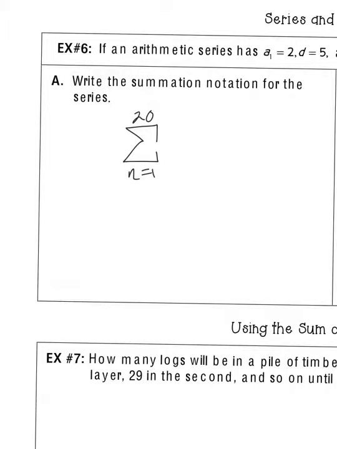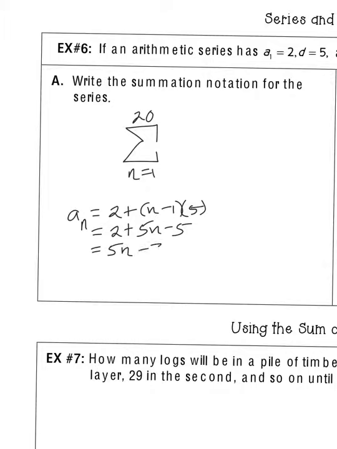And then I have to find my common rule. So a sub n is equal to, they already told me my first term was 2 plus n minus 1 times my common difference, they said, was 5. So I get 2 plus 5n minus 5, and to simplify, I get 5n minus 3.